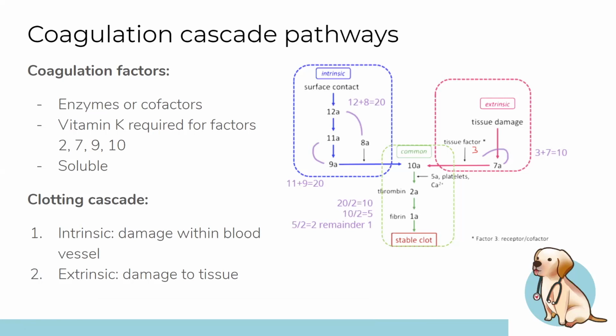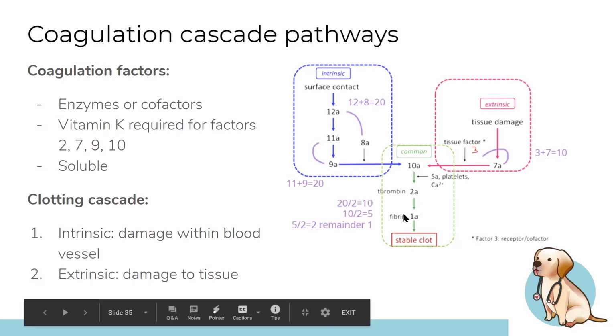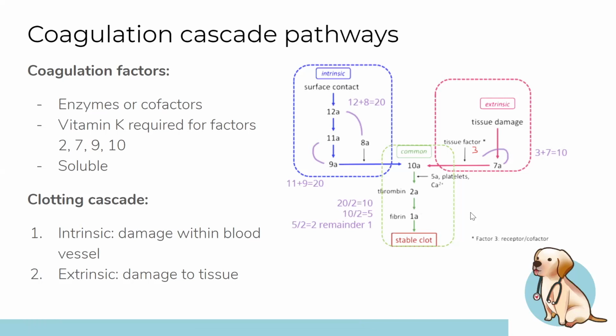And you can see this here in the diagram. It's the very last step in clot formation, and it needs to be activated by a whole heap of other factors that you can see up the top. And you also probably should remember which factors need vitamin K.